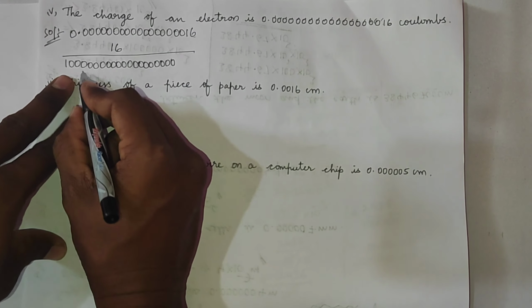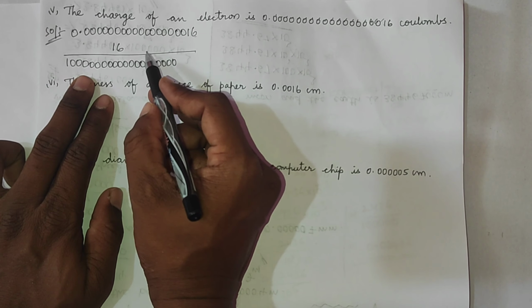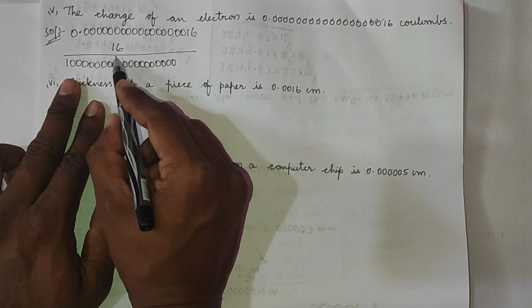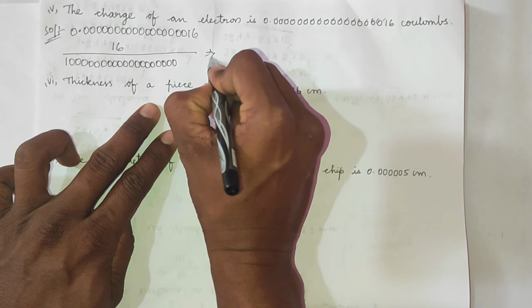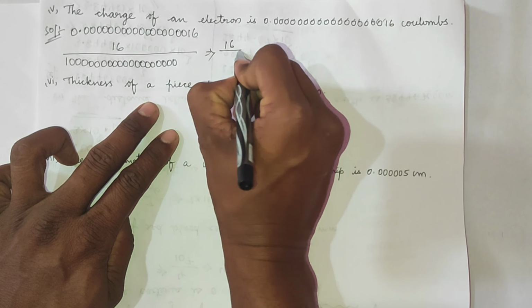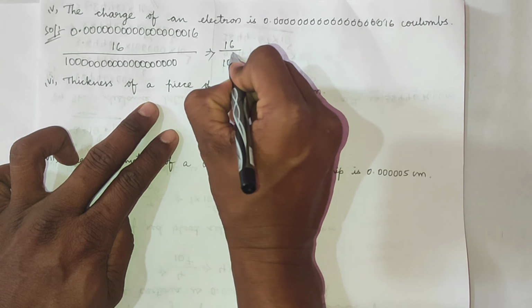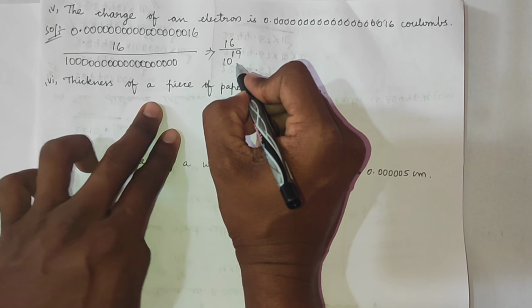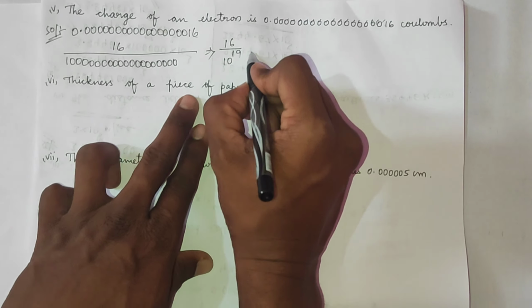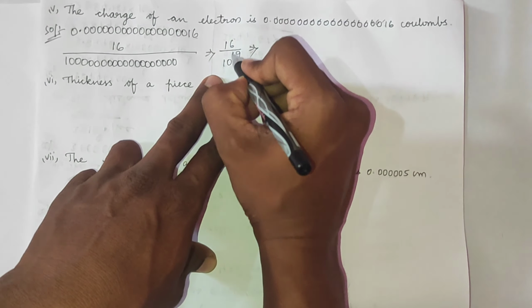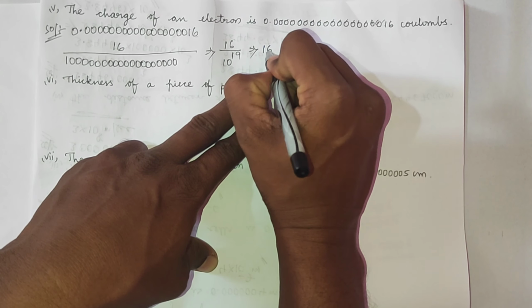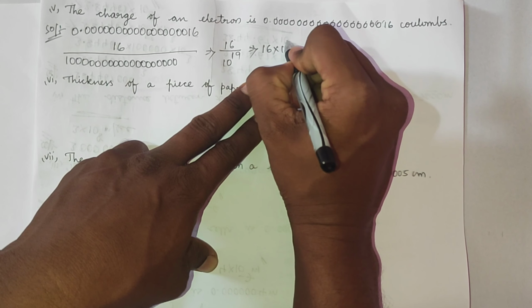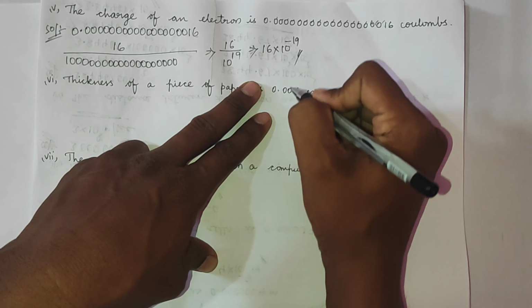Why am I writing this directly? We can write 10 to the power of 19 directly, but this is a general form. The actual form you have to write first is this one only, then you have to convert into the power of. Nothing but 16 by 10 to the power of 19. Is it clear? Now this implies, we know 1 by a to the power of n is a to the power of minus n, right? So 16 into 10 to the power of minus 19 is the answer.